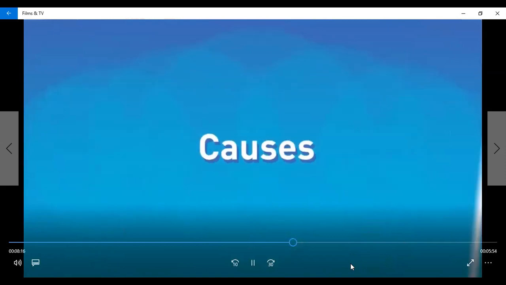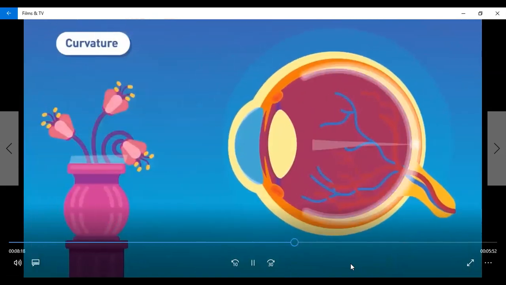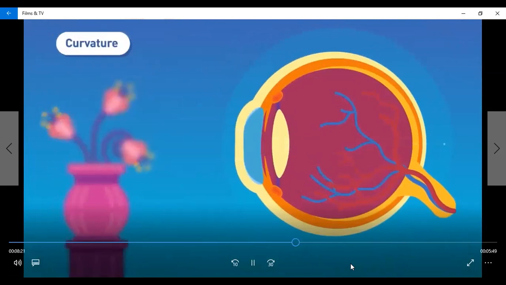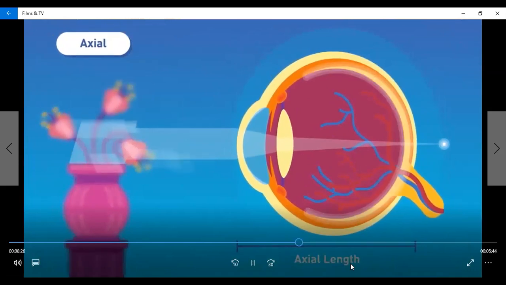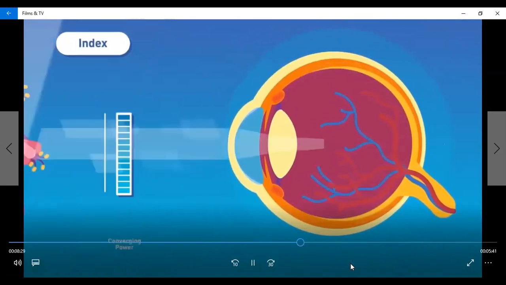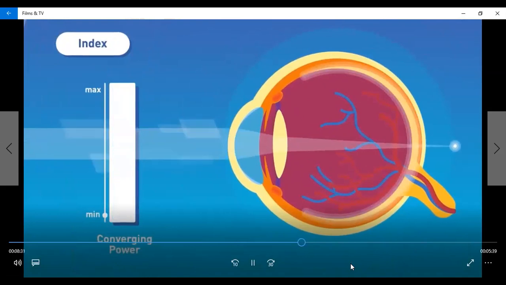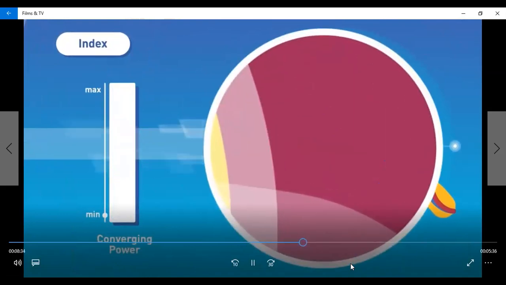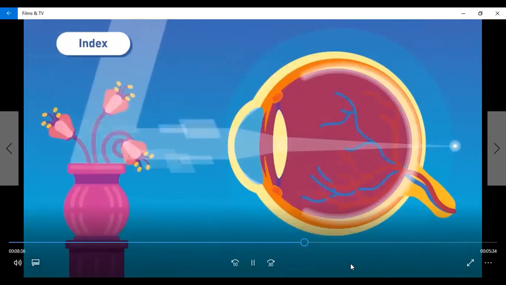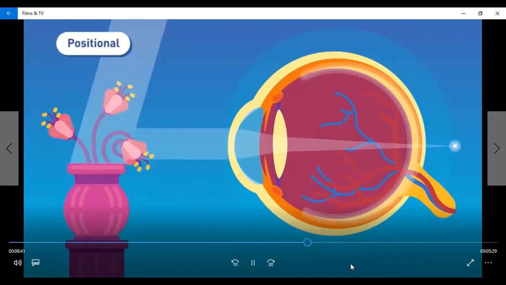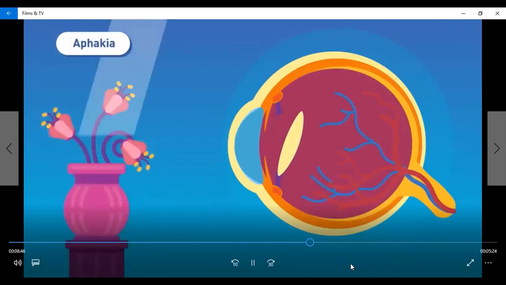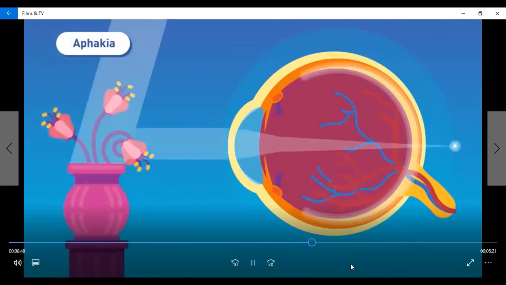Causes. 1. Curvature. Curvature of cornea or lens is flatter than normal. 2. Axial. Short axial length of eye. 3. Index. Decrease in refractive index, i.e. light bending, focusing power of the lens, e.g. in cortical cataract. 4. Positional. Posterior displacement of lens, e.g. after trauma. 5. Aphakia. Absence of lens in eye. Therefore, the eye cannot focus light rays on the retina.